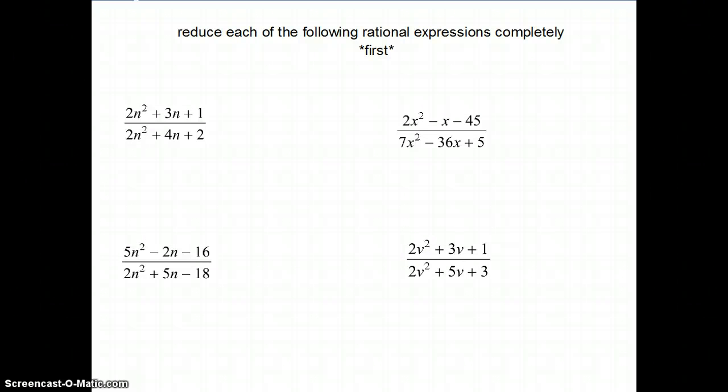Here we are going to reduce just as we did in the previous slide. However, now both the numerator and the denominator are trinomials, so you must use the diamond method on both of those polynomials. I'll go ahead and let you practice these 4 on your own.